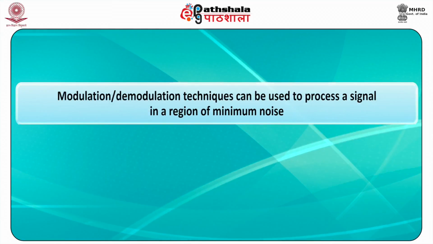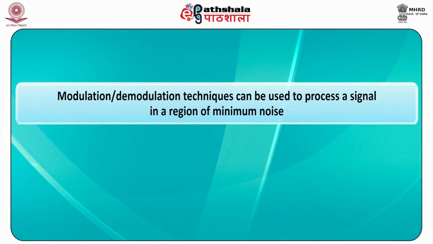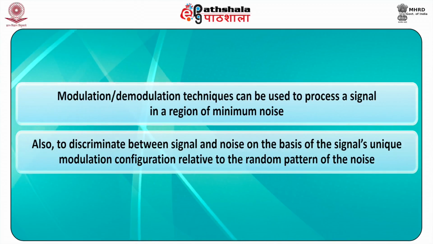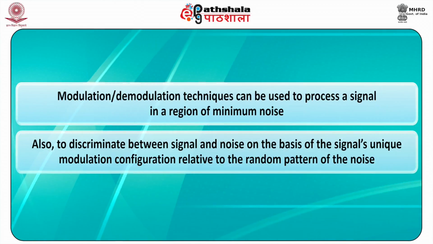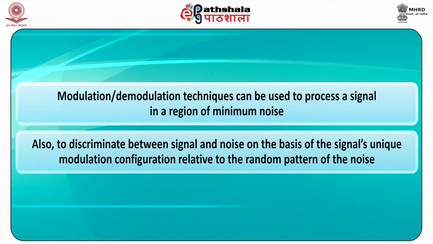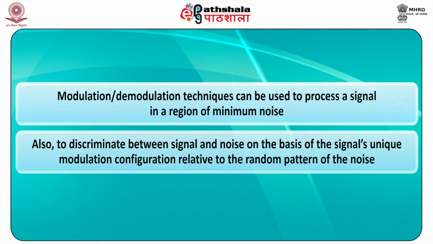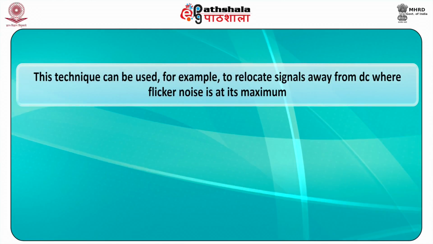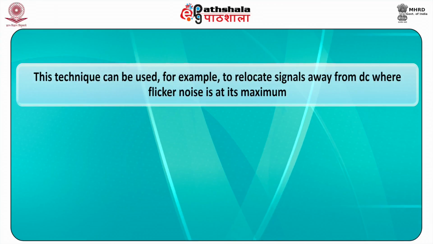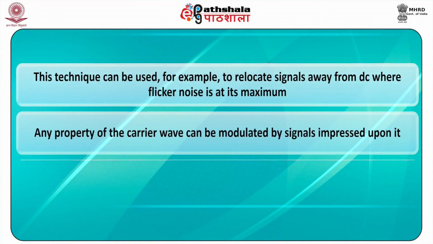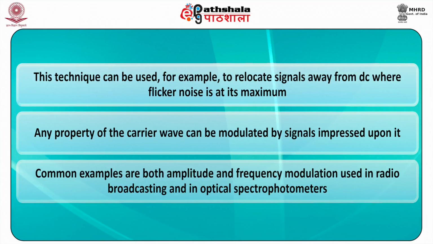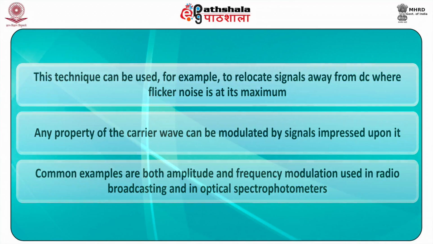Modulation or demodulation techniques can be used to process a signal in a region of minimum noise and also to discriminate between signal and noise on the basis of the signal's unique modulation configuration relative to the random pattern of the noise. This technique can be used, for example, to relocate signals away from DC, where flicker noise is at its maximum. Common examples are both amplitude and frequency modulation used in radio broadcasting and in optical spectrophotometers.